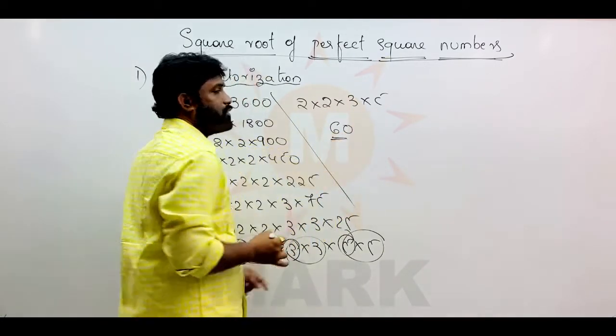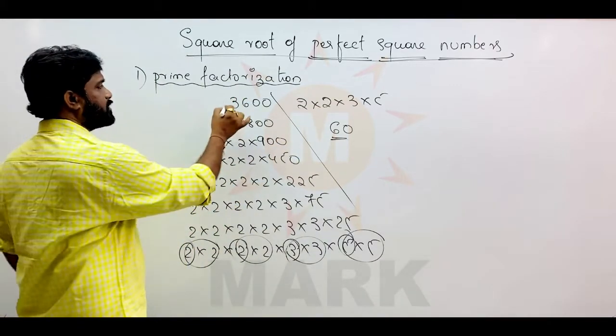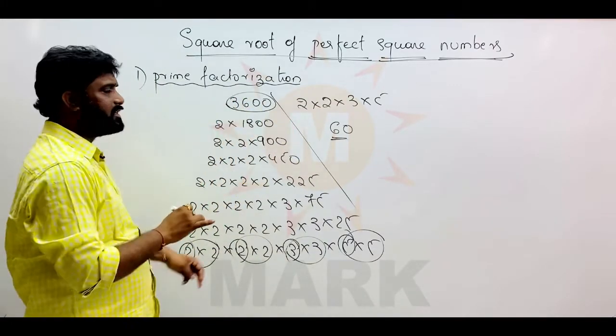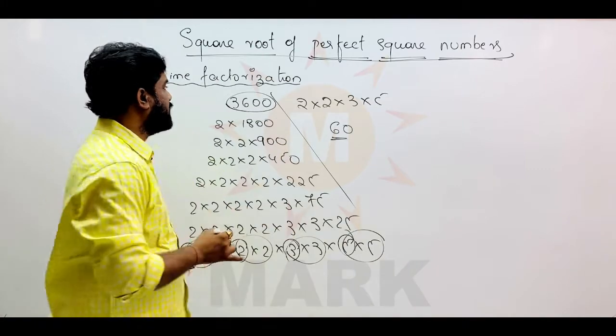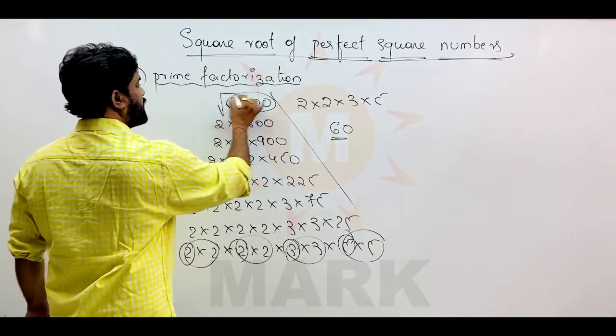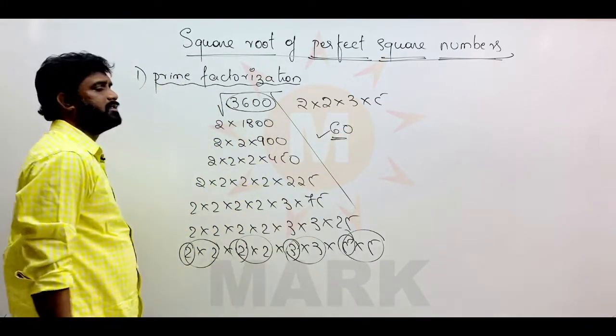Generally you can also see that 6 sixes are 36, so the square root of 3600 is equal to 60.